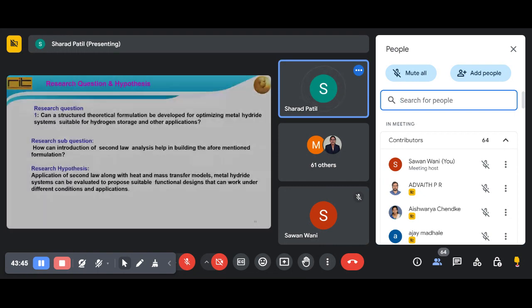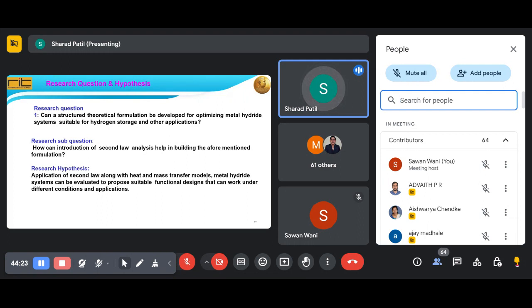And now on this, the research questions and the hypothesis are designed. So what is the first research question for my research work? You can see here: can a structured theoretical formulation be developed for optimizing metal hydride systems which is suitable for hydrogen storage and other applications? So can we have a metal hydride system which can be used for hydrogen storage as well as any other applications also? That is my question.